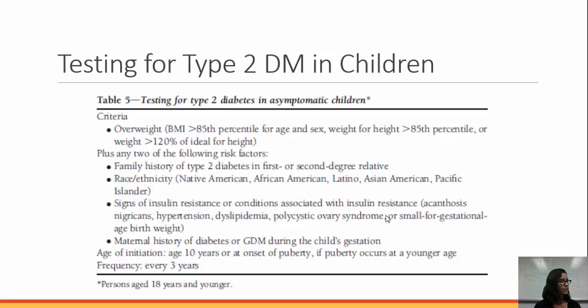For testing of type 2 in children, we have very similar recommendations. Children should be tested if they're overweight and have any two of the risk factors listed here. And if that's the case, then they should be tested beginning at onset of puberty and every 3 years after that.